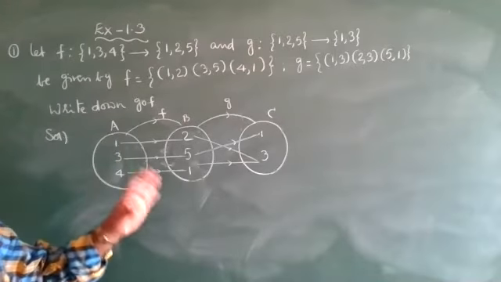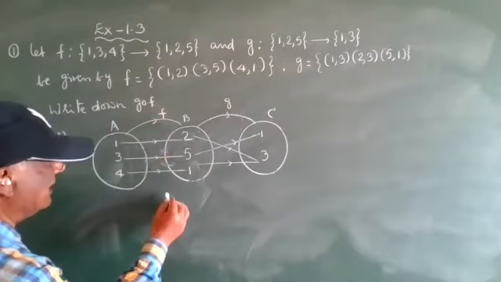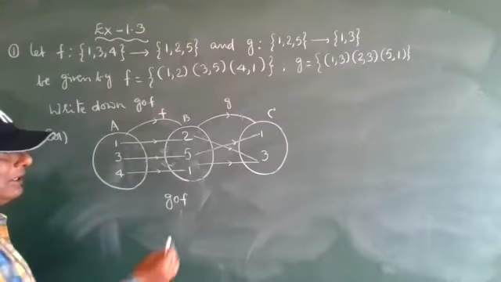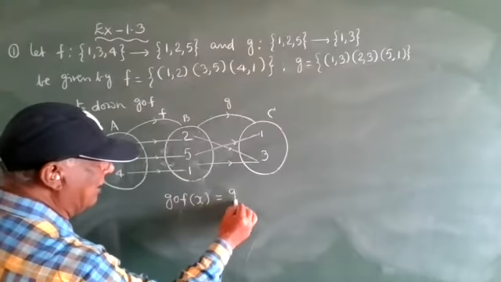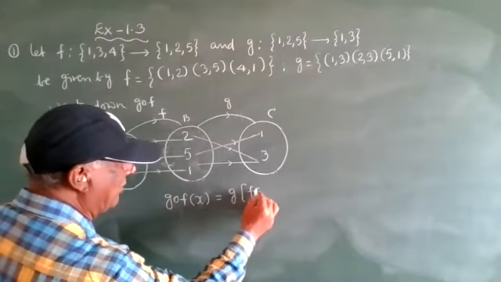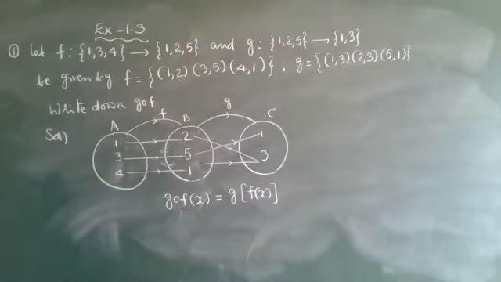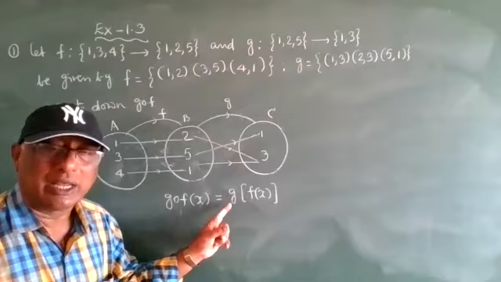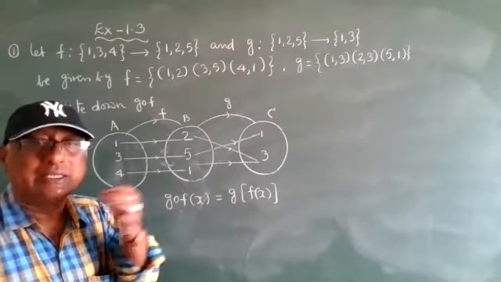So based on this one, G circle F is required. G circle F at X means we can write G bracket of F of X. So which element do we first take in F, and next take in G?